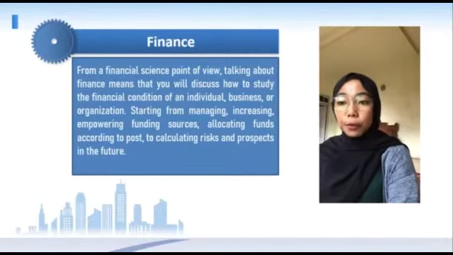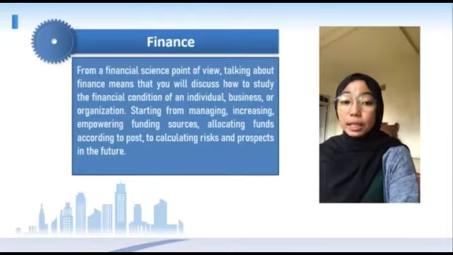Finance can also be viewed from an administrative aspect. In this context, finance is how to manage money entering and leaving a business or institution. So, you will find the term financial management, which is a series of company activities, starting with getting funds, using funds, and managing company finance as a whole.